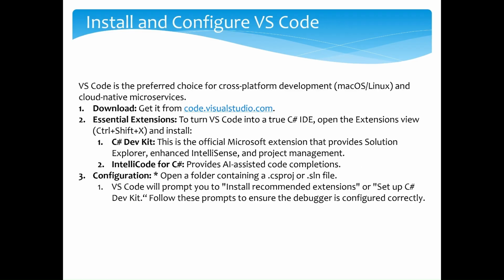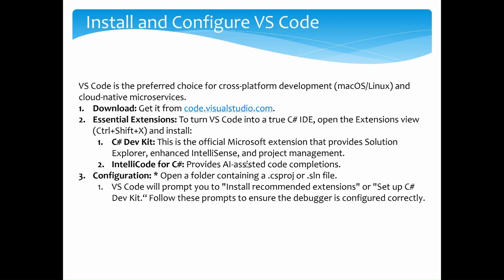And if you are looking for open source cross platform development, be it Windows, macOS, or Linux, you can prefer Visual Studio Code, which supports cloud native microservices and web API development as well. To download Visual Studio Code, go to code.visualstudio.com, download the installer, install it, and you are ready to start using Visual Studio Code.